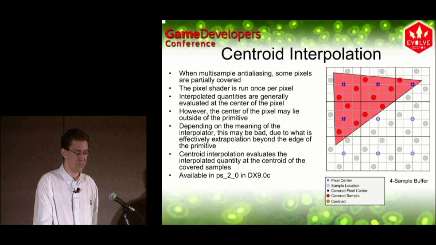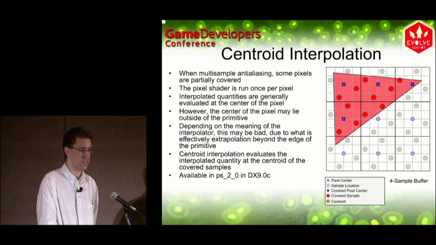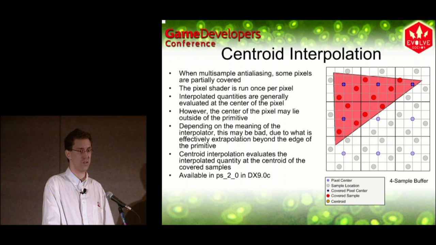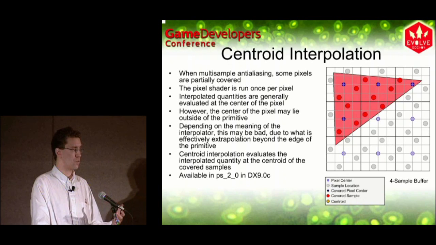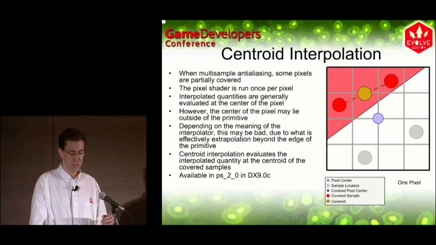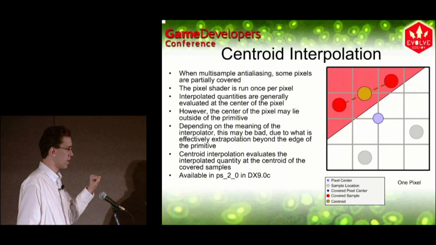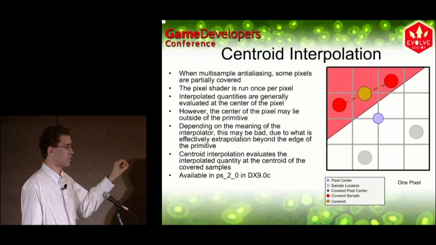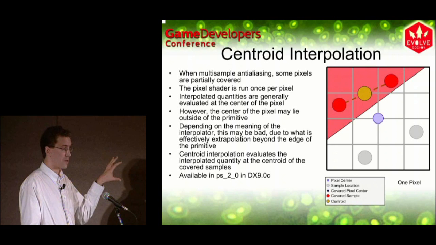Now, centroid interpolation evaluates the interpolated quantity at the centroid of the covered samples. And so you really want to think of this as a property of an interpolator. It's kind of an interpolation mode. In the syntax, you tag an interpolator as being centroid interpolated. And so semantically, you will know in advance, or at least discover during development, that certain interpolators should use centroid. So if we look at the center pixel in this diagram, you'll see that one has 2 of its samples covered, and the center is not covered. And so we're going to zoom in on just that one pixel.